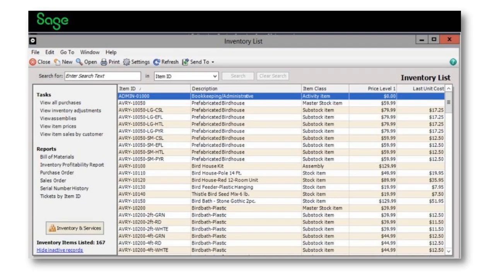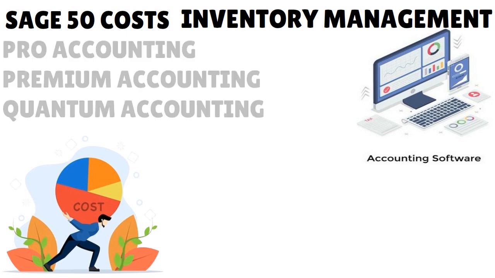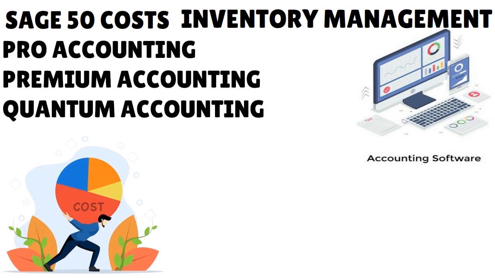So that's really fantastic. Now, in terms of the cost here, Sage 50 actually has 3 pricing tiers. You have the Pro Accounting, the Premier Accounting, and the Quantum Accounting. So the Quantum Accounting is really expensive. You want to start with the Pro Accounting and then take it from there and see if you actually will be needing more features, because otherwise it would be a lot of a waste of money, really, when you think about it.